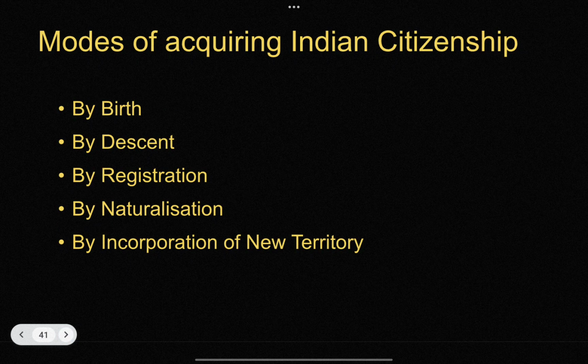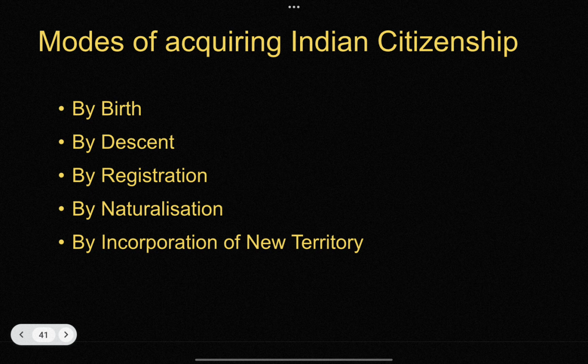Now we are going to discuss the modes of acquiring Indian citizenship. This can be acquired by 5 modes. First, by birth. Second, by descent. Third, by registration. Fourth, by naturalization. Fifth, by incorporation of new territory. Now we are going to discuss all these in detail, one by one.